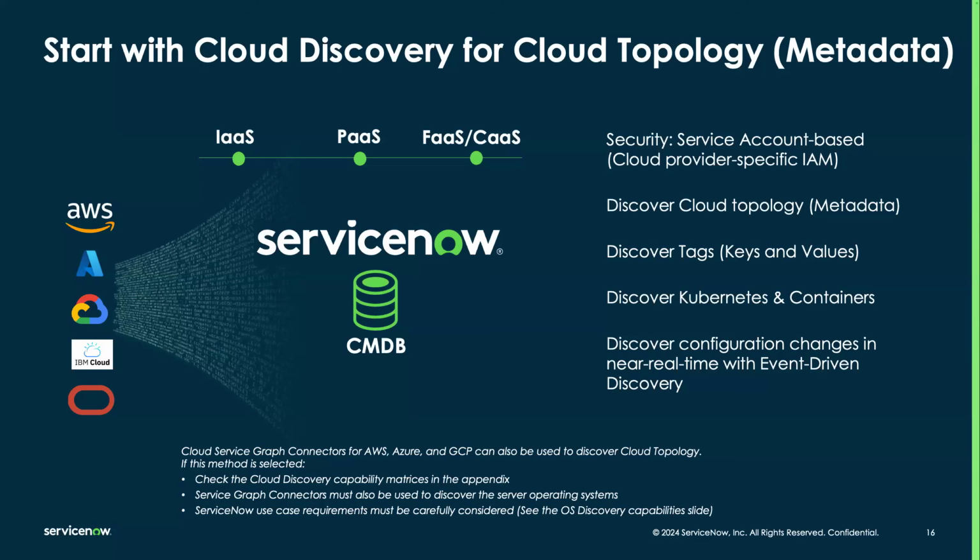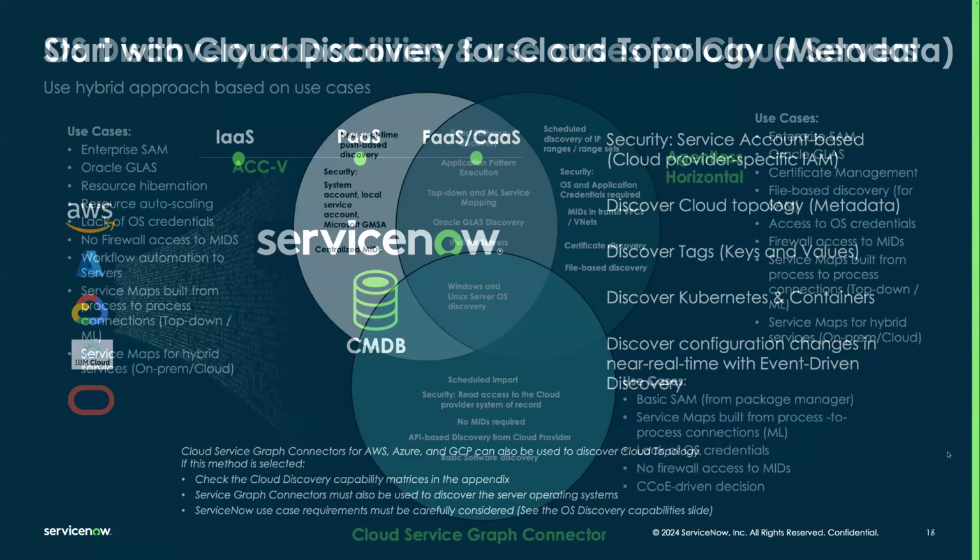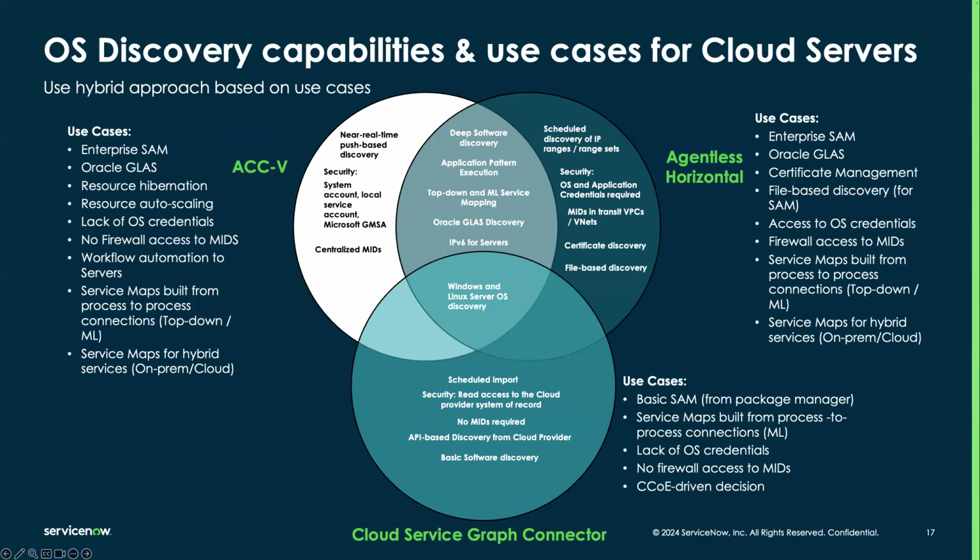Alternatively, on top of the traditional cloud discovery, we can even use the AWS, Azure, or Google Cloud Service Graph connectors in order to discover these environments. However, we need to be very mindful of what our use cases are. Because yes, if we want to do OS level discovery, the choice of the discovery method that we are going to go for as the first step is going to impact the ability of discovering further aspects of our cloud environment, specifically at the OS level.